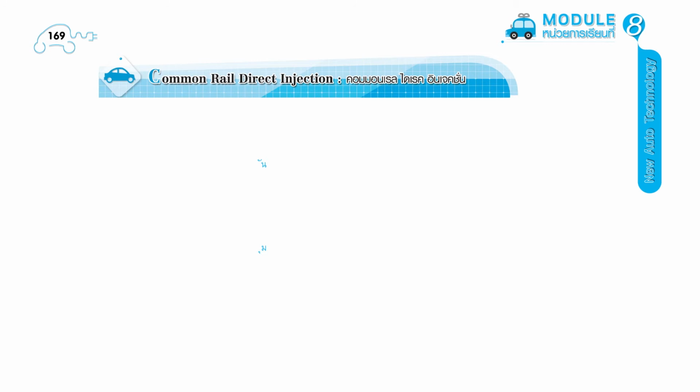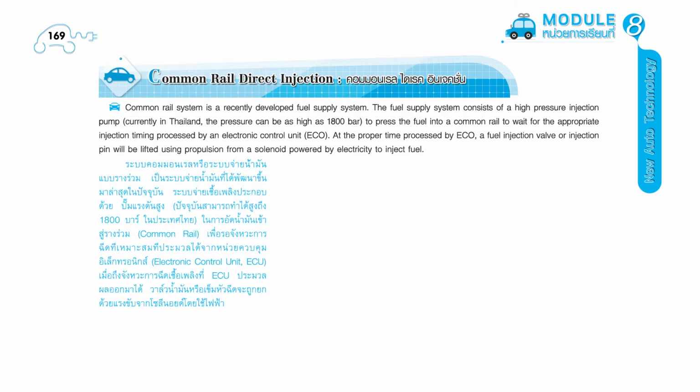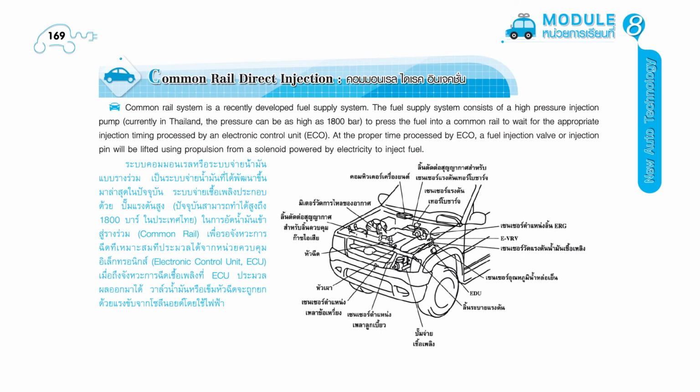Page 169. Common Rail Direct Injection. The common rail system is a recently developed fuel supply system. The fuel supply system consists of a high-pressure injection pump. Currently in Thailand, the pressure can be as high as 1800 bar.